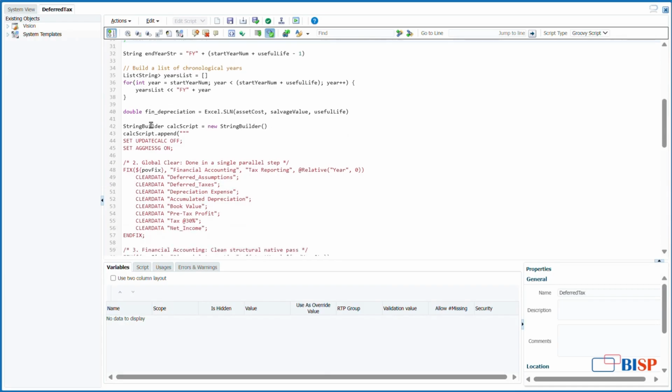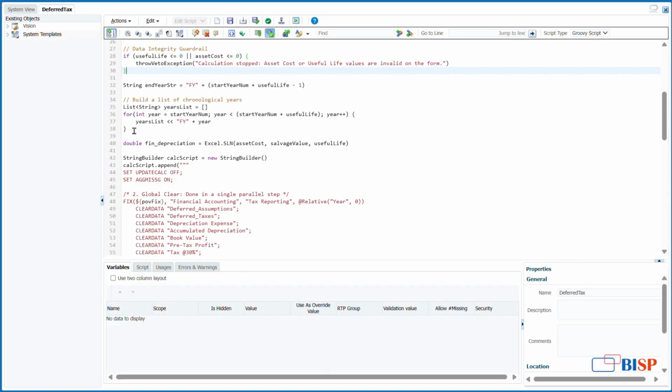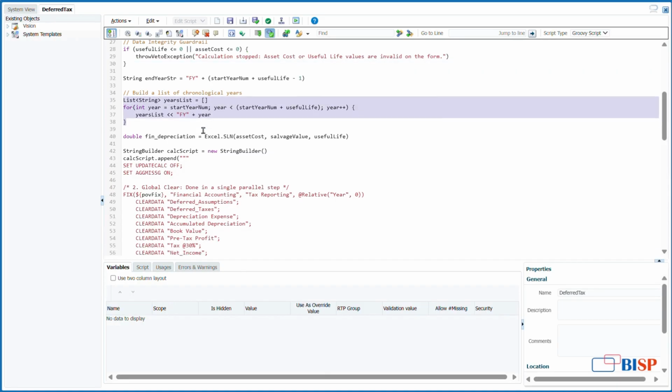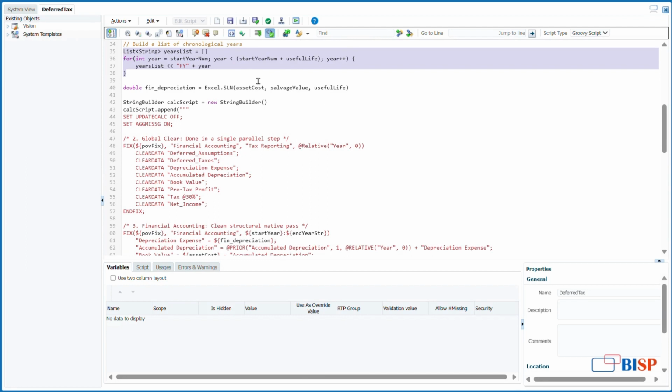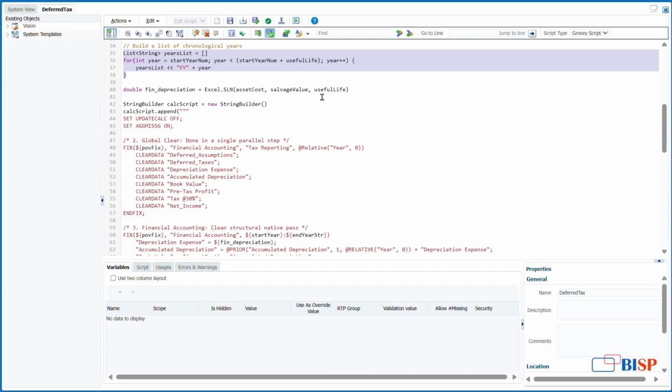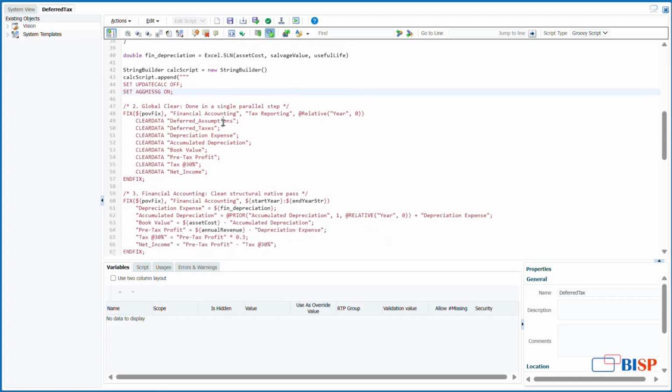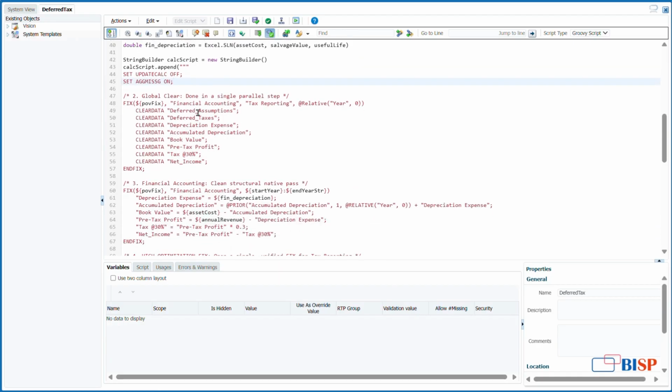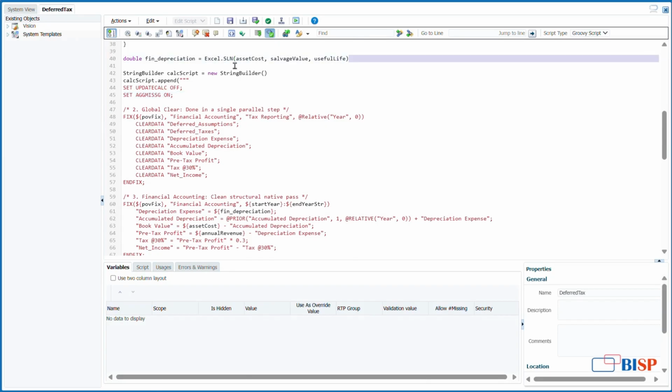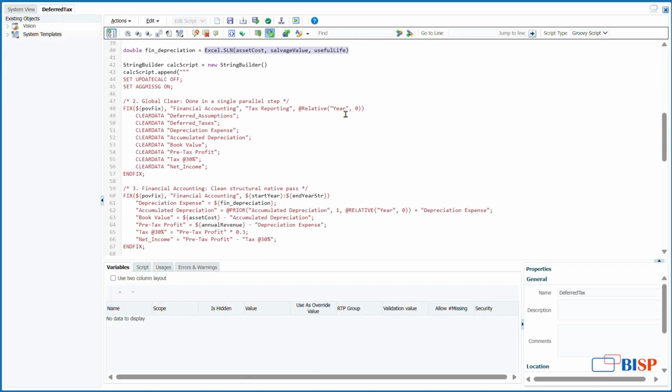Next, the script determines how many years the depreciation should run. It creates a list containing every financial year from the current year until the end of the asset's useful life. For example, if the year is FY25 and the useful life is 3 years, the list becomes FY25, FY26, and FY27. This list is later used while generating the depreciation calculation. Now we calculate the financial accounting depreciation. Instead of manually applying the formula asset cost minus salvage value divided by useful life, the script simply calls the SLN function. This produces exactly the same depreciation value that we calculated earlier in Excel.